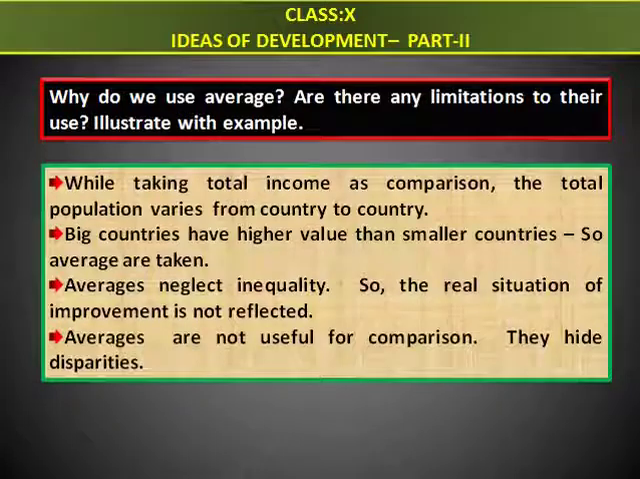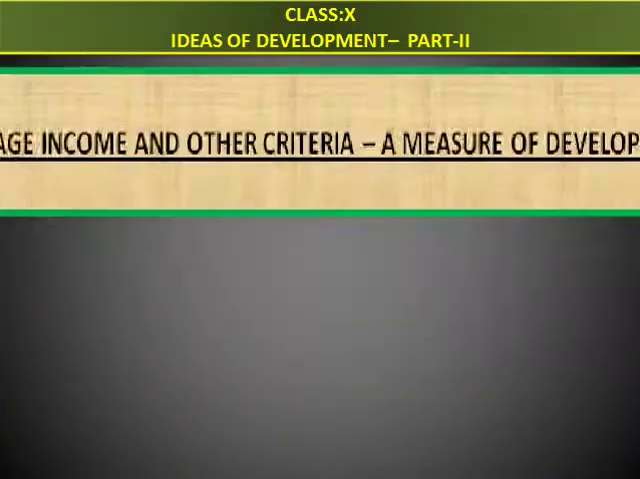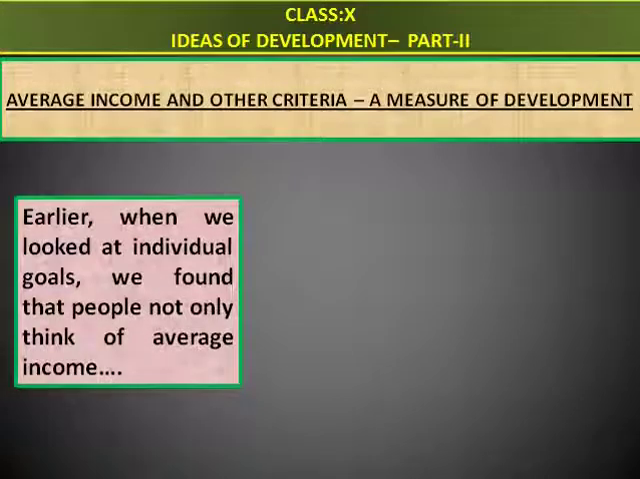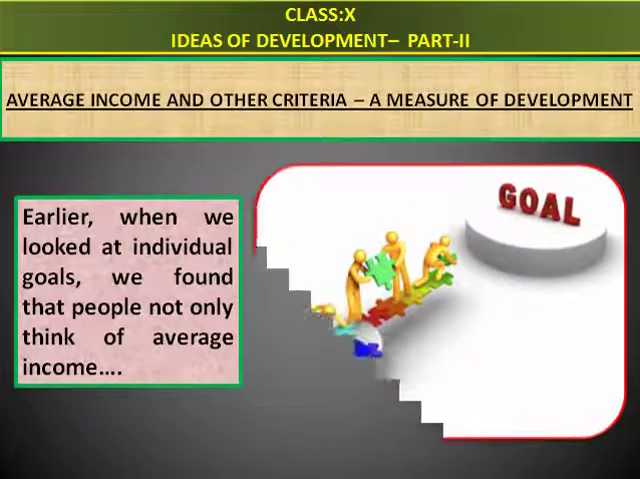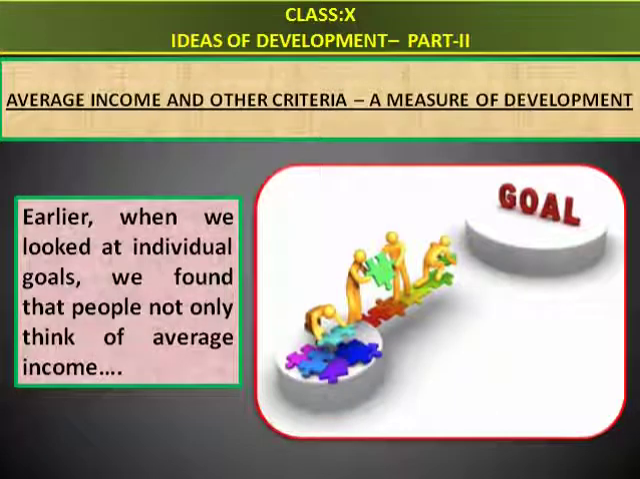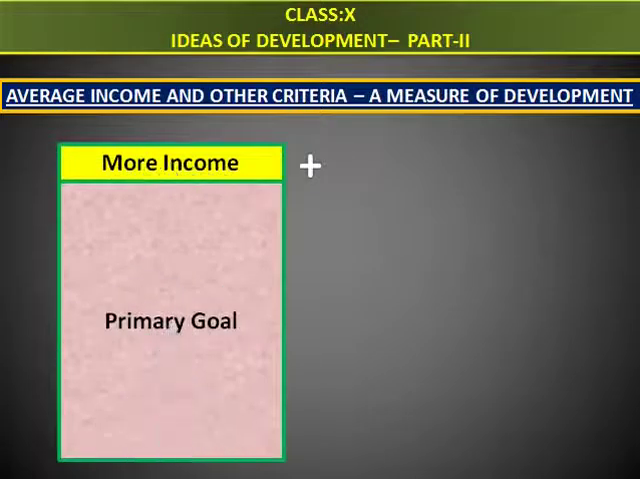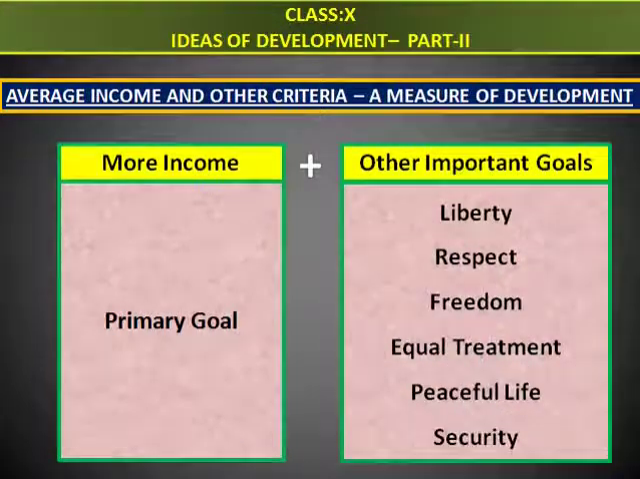They hide disparities. Now, on one hand, we have average income, and on the other hand, we have other criteria. Earlier, when we looked at individual goals, we found that people not only think of average income, but also think of other attributes of development. Like they want more income, that is the primary goal, of course. But apart from that, other important goals: liberty, respect, freedom, equal treatment, peaceful life, security.